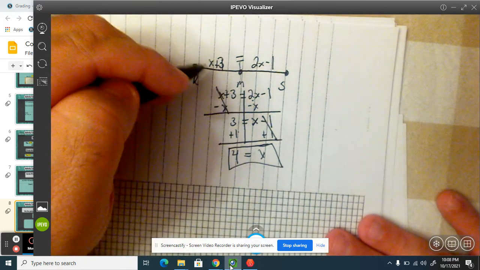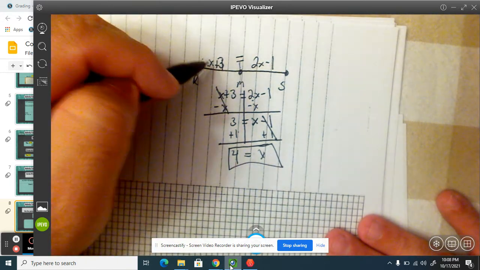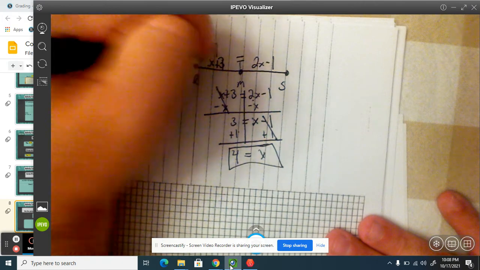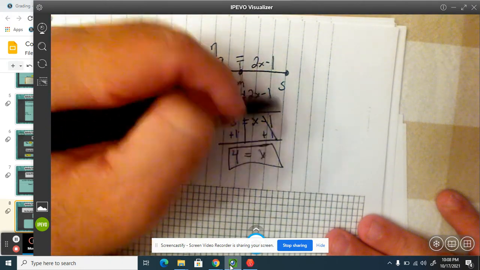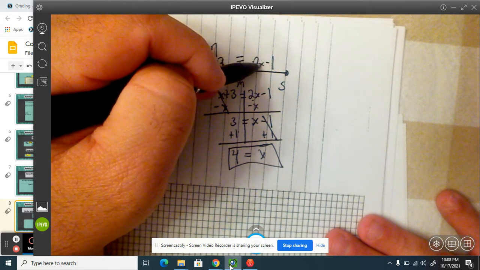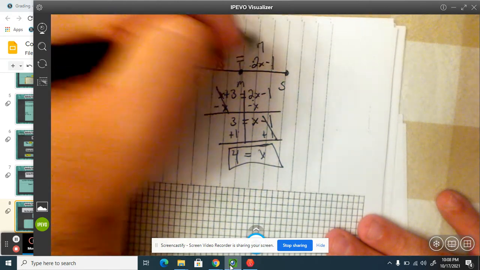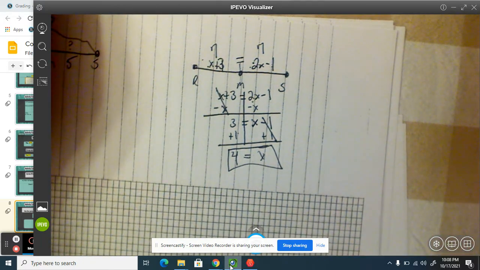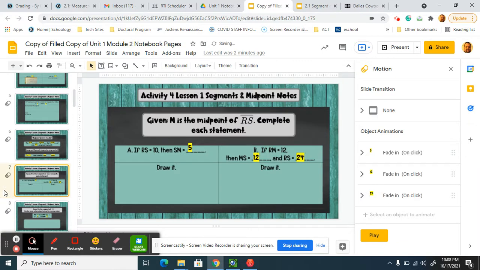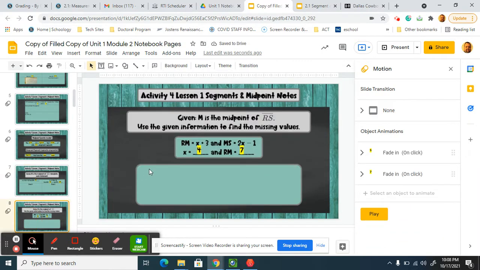Now, if I wanted to find this, I could plug it back in. 4 plus 3 is 7. This is 7, then I know this should be 7, but I can also plug that back in. 2 times 4 is 8. 8 minus 1 is also 7. Just to prove everything around, that's what you might do. So again, take a picture, put it down here, and it does ask for RM. RM is 7. You could find RS even, which would be 14.